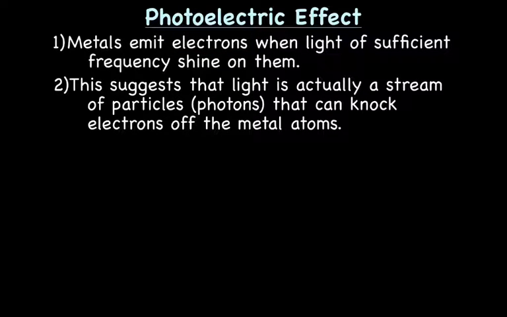Interesting. This suggests that light is actually a stream of particles. Because these particles can actually knock off electrons, right? A wave can't knock something off. Wave is energy. But a particle could, if it's hitting with enough frequency, actually knock an electron off a metal. So for now, that's it for the photoelectric effect. We're going to now take the photoelectric effect and Planck's idea, merge them into a model of the atom, and we'll be hitting back on the photoelectric effect a little bit later.